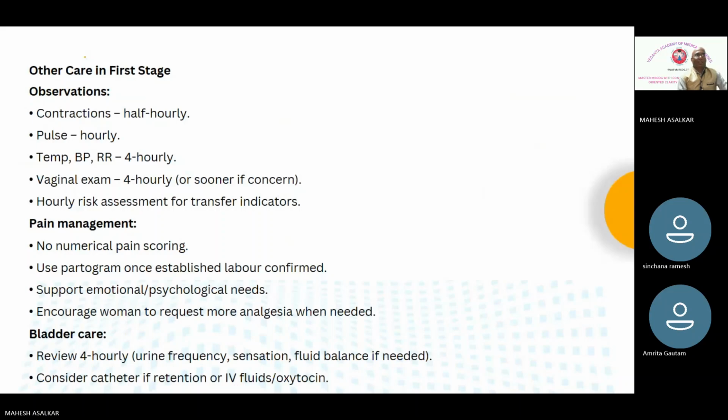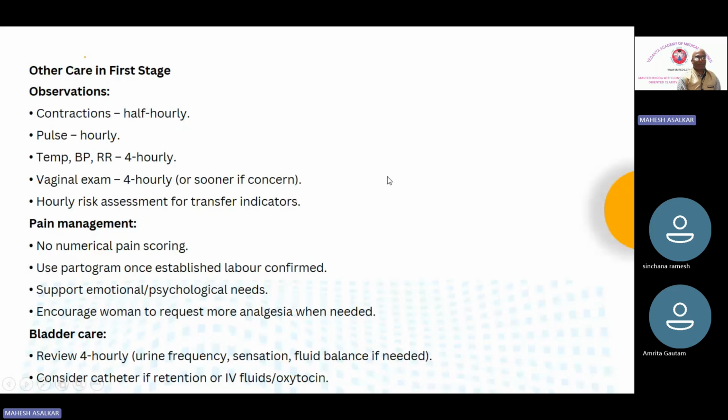Okay. What is the other care in the first stage? Contractions half hourly, pulse hourly, temperature, blood pressure, respiratory rate 4 hourly, vaginal examination 4 hourly. Remember this, they may ask you very simple questions in the first stage of labor, how frequently the contractions are to be checked. So labor progress: contractions half hourly, pulse 1 hourly, temperature, blood pressure, and respiratory rate 4 hourly. Okay, only pulse is hourly, while temperature and these other parameters are 4 hourly, PV 4 hourly. Okay, hourly risk assessment for transfer indicators.